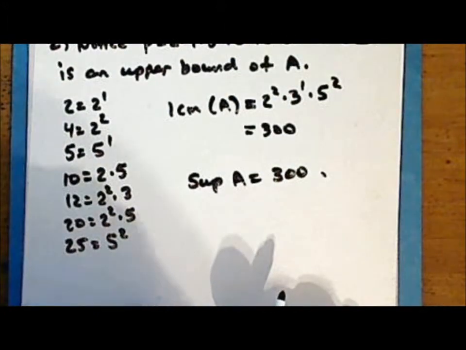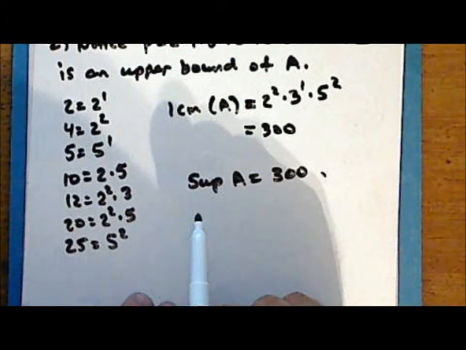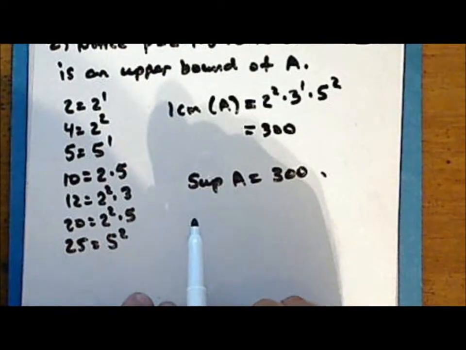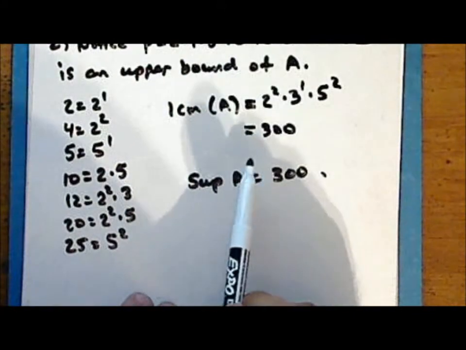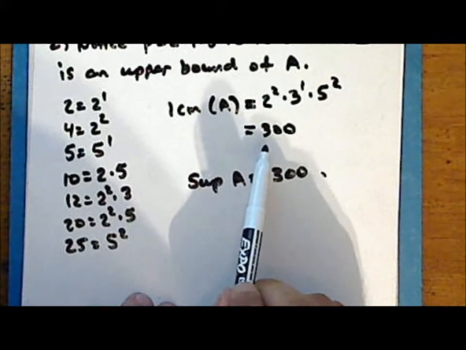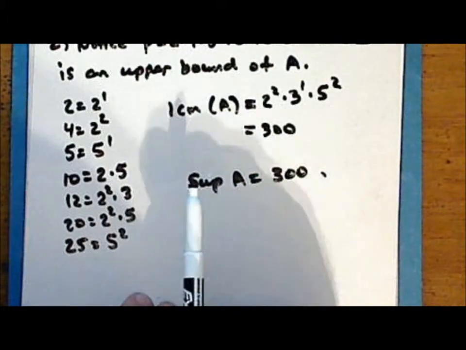So if we were to describe the set of all upper bounds of the set A as a subset of the positive integers with the relation divides, we would describe that set as all positive integer multiples of the number 300.